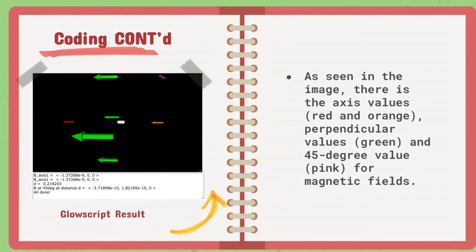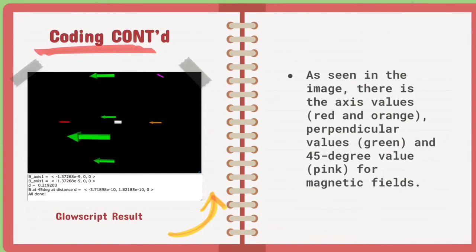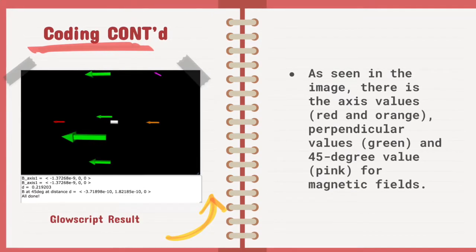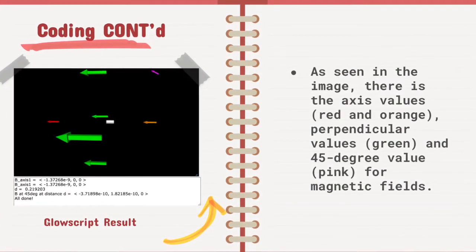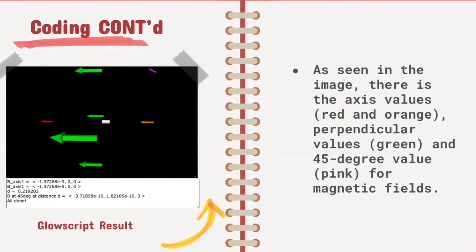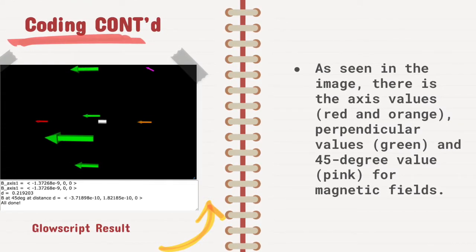These are the visual results from the coding section. As you can see, there are 2 on-axis points in red and orange, 4 perpendicular values all in green, and a small 45-degree value in pink that shows the magnetic fields.